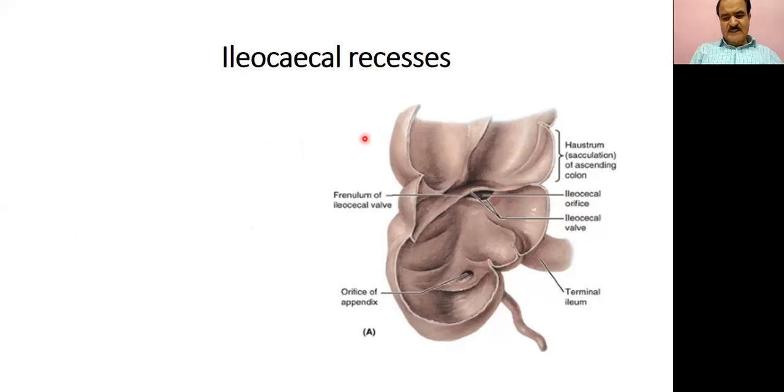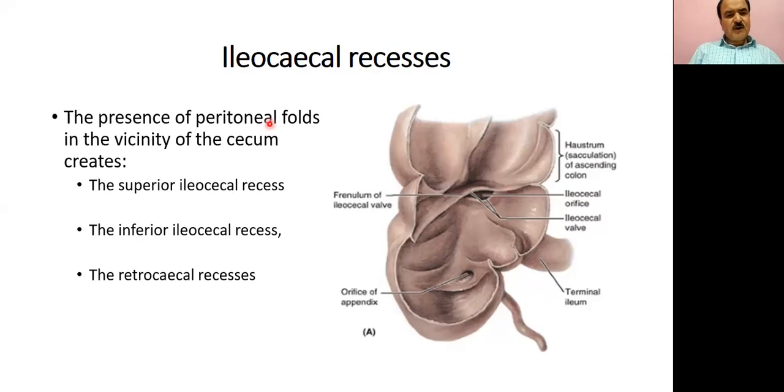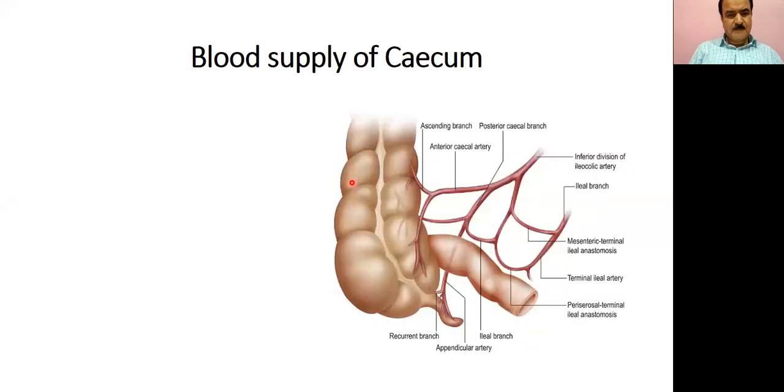Coming to the ileocecal recesses, the presence of the peritoneal folds in the vicinity of the cecum creates a superior ileocecal recess, an inferior ileocecal recess, and a retrocecal recess: superior to the cecum, inferior to the cecum, and behind the cecum.